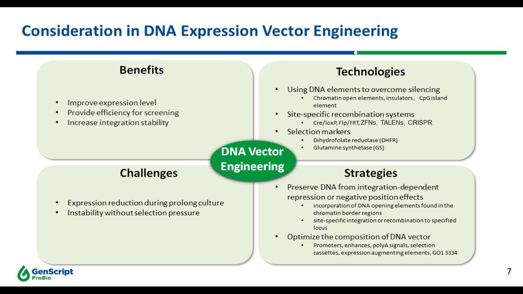Okay, so you can use DNA opening elements found in the chromatin border regions, or site-specific integration for recombination to a specified locus. And the technologies used for this are DNA elements to overcome silencing, such as chromatin opening elements, insulators, CpG island elements, or site-specific recombination systems such as Cre-LoxP and CRISPR. And we can also use selection markers to help with screening, such as DHFR and GS.